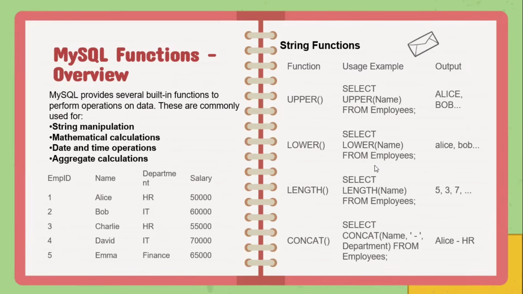CONCAT. CONCAT actually concatenates or combines the name, or whatever column we pass through, it will concatenate the whole thing. SELECT CONCAT(name, '-', department) FROM employees. We can insert a hyphen as we are considering it as a string, so we have to insert inverted commas there. So it will be like Alice-HR.